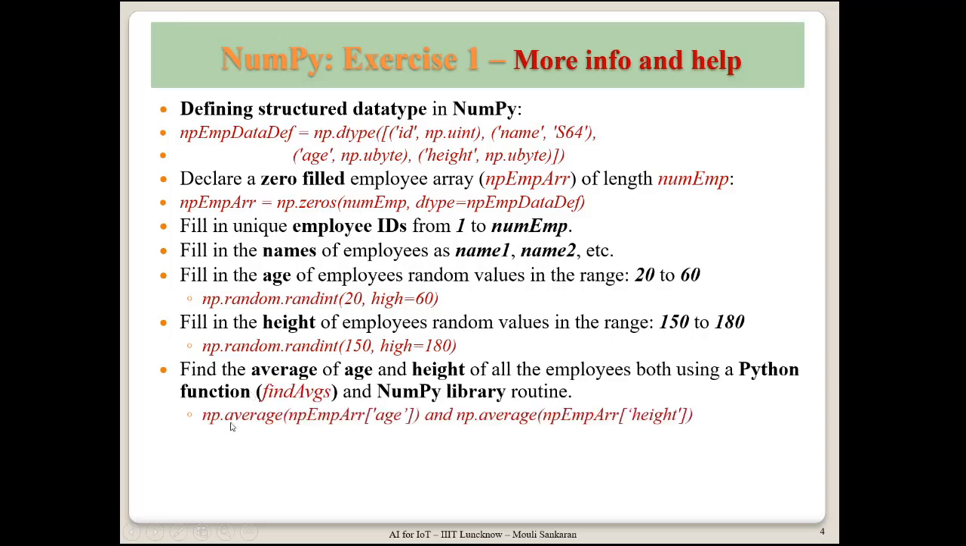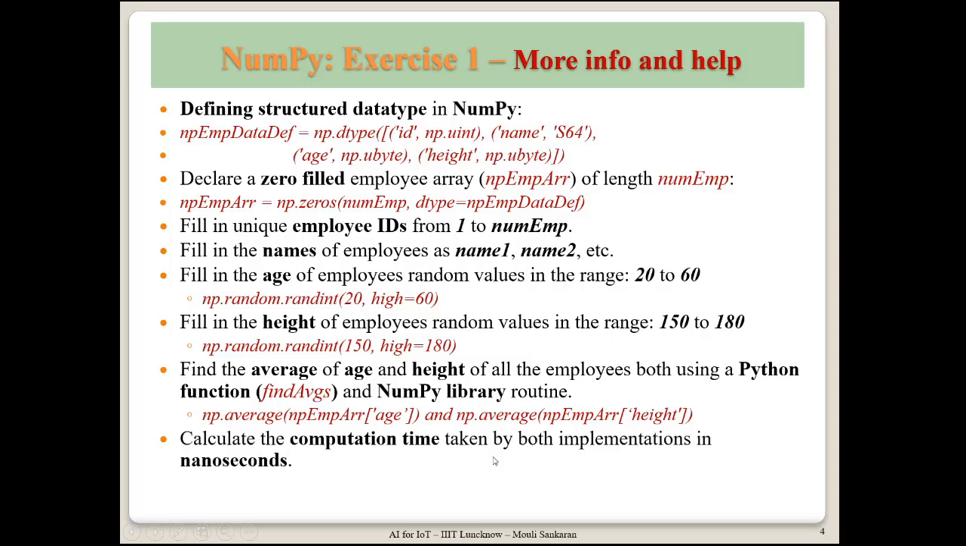You write a function find average. Now you need to write it using the NumPy library also, which is np.average. You need to pass the array of age, age elements only. Because it is an np array, this function knows how to access only the age elements within the array. So it will find the ages of all the employees, and then find the average and give you. Similarly, height.